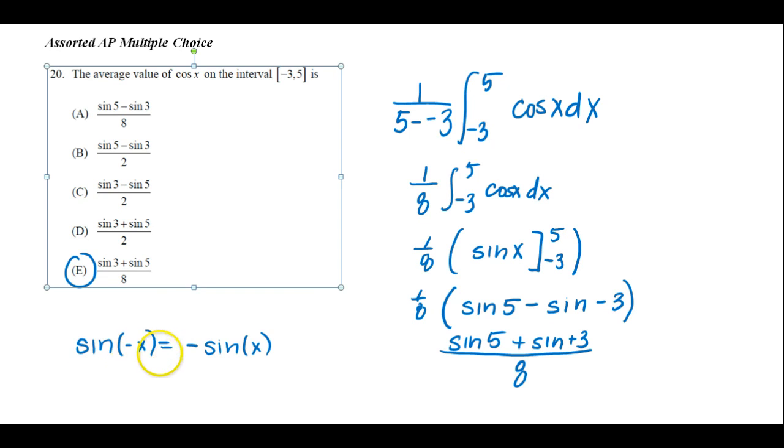So sine of negative x is the same as negative sine x, and cosine of negative x is just cosine x. So the negative just goes away entirely. So these are two properties back from pre-cal that I wanted to touch on for a second, just to go back and remember them because they do come up on the AP exam.